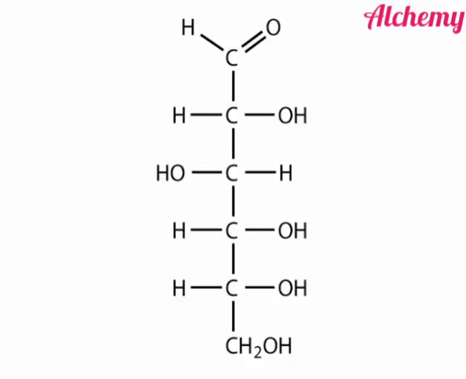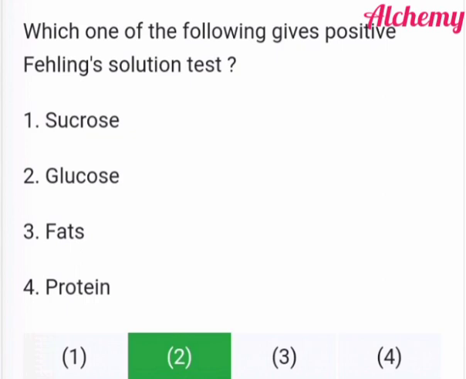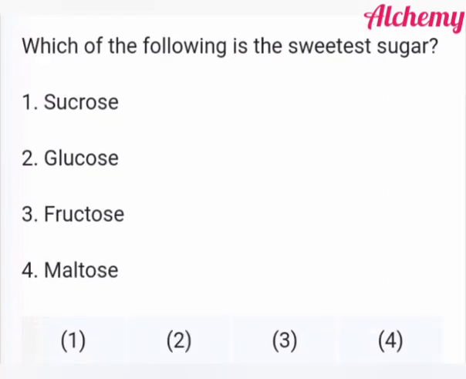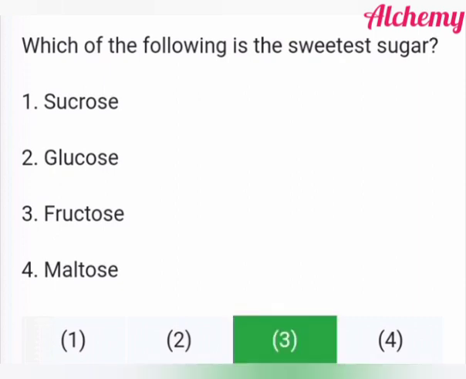The functional group present in glucose is aldehyde, so it gives a positive Fehling solution test. So the correct answer is option 2, glucose. Next question, which of the following is the sweetest sugar? Options are sucrose, glucose, fructose and maltose. The correct answer is option 3, fructose. Fructose is almost 2 times sweeter than sucrose.